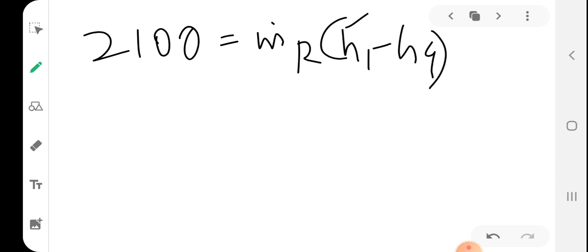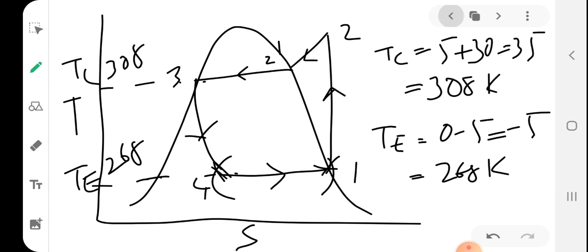If you know the values of H1 and H4, you can get the value of m dot R. So H1 is the enthalpy of saturated vapor at 268. And H4 is equal to H3 itself. H3 is HF3, the enthalpy of saturated liquid at 308 Kelvin.